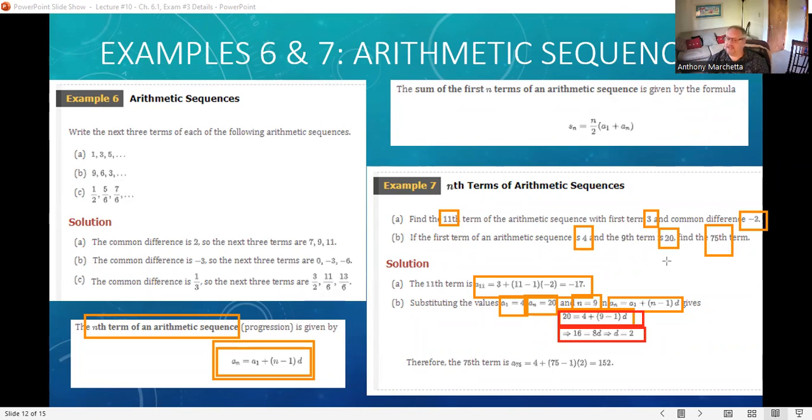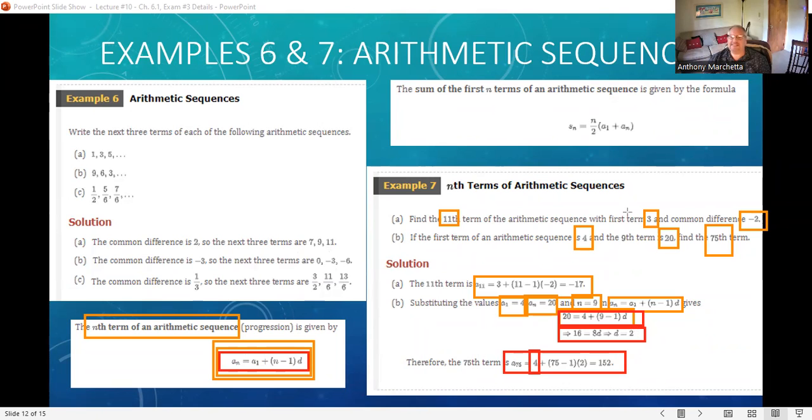Then after you find D and you know that D is 2, one more time we return to this formula and we put D in as 2 and we put N in as 75. And for a sub 1, we were told up front that the first term is 4. That's why there's a 4 here. And you do your math and you get 152. And that's the answer to that question.